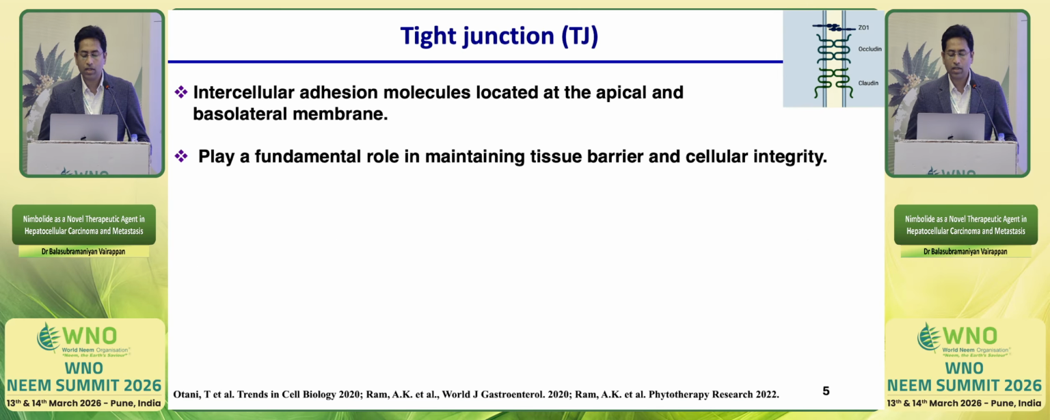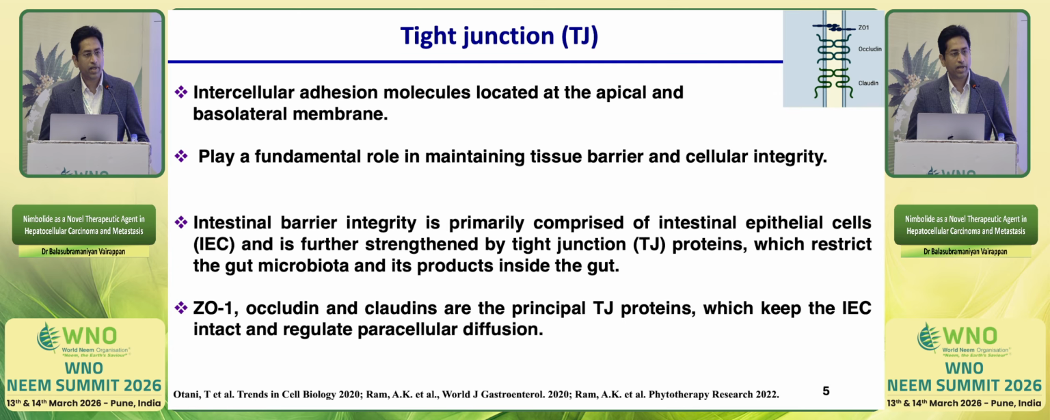Tight junctions, or intercellular adhesion molecules, are located at the apical and basolateral membrane. They are composed of several proteins including ZO-1, occludin and claudin, which play a fundamental role in maintaining tissue barrier and cellular integrity. Intestinal barrier integrity is primarily comprised of intestinal epithelial cells and is further strengthened by the tight junction proteins, which restrict the gut microbiota and its products inside the gut.